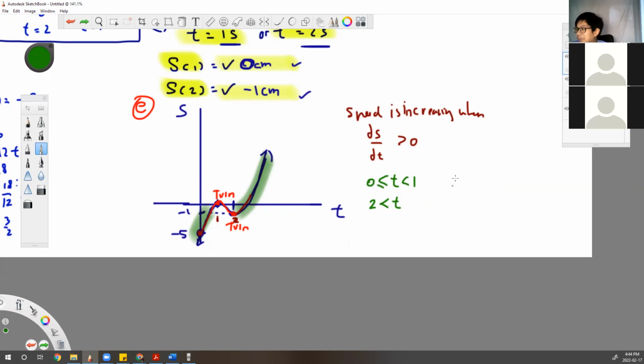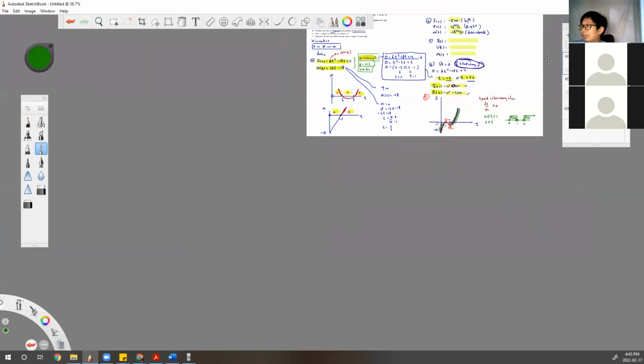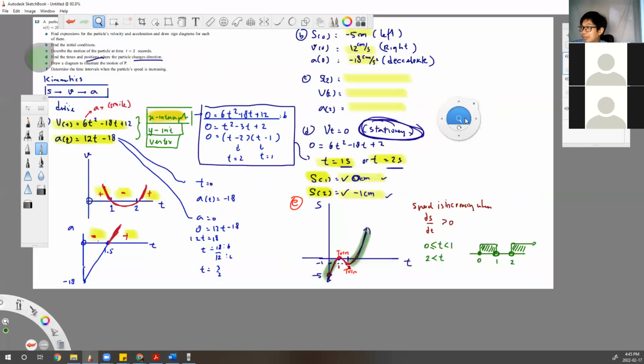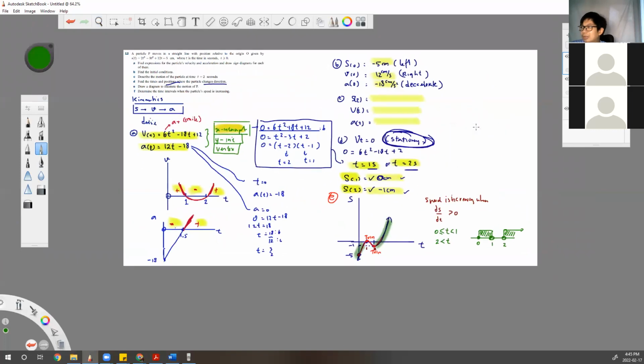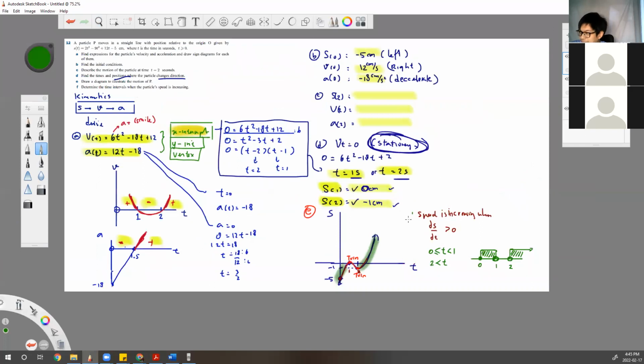Or if you want to make it more simple, just use the sign diagram. 0, 1, 2. The time frame is about here. And the 1 and 2 cannot be filled with a whole circle. Why? Because it has no equal sign. And above 2, it is increasing on and on until it stopped. I don't know when it stopped because the graph is not giving you any clue. Okay, that's F.